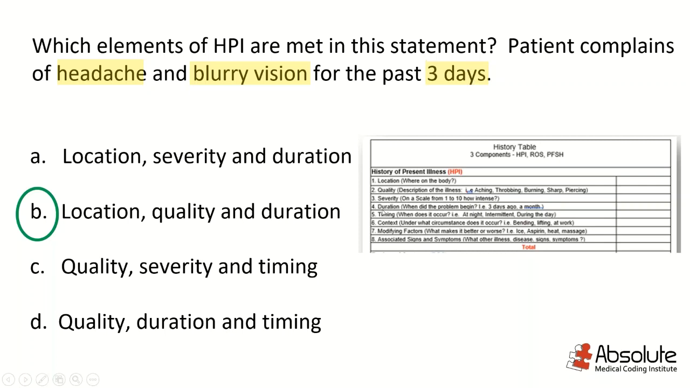How long has this problem been occurring? For the last 3 days. It doesn't tell us when it occurs, under what circumstances, or any modifying factors of what makes it better or worse. It doesn't tell us if the patient is having any other signs and symptoms. So for this one, headache is location, blurry vision is the quality, and duration is 3 days. All right, so our answer is B.